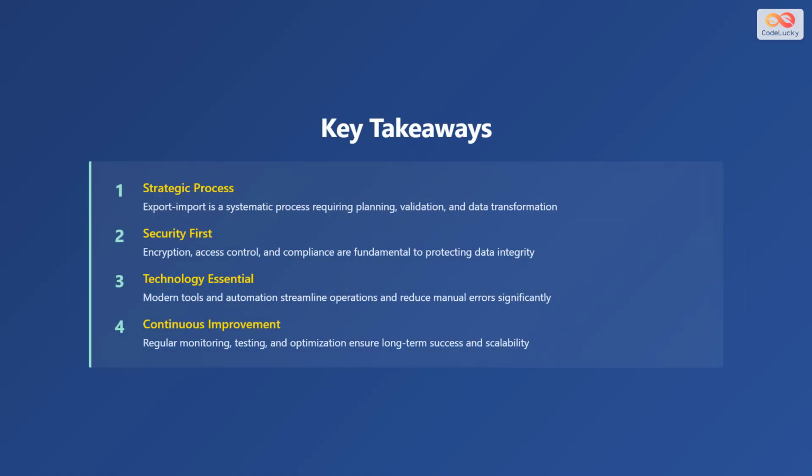Here are four essential points to remember. First, export-import is a strategic process requiring careful planning, validation, and data transformation at each step. Second, security must come first with encryption, access control, and regulatory compliance protecting your data. Third, modern technology and automation are essential for streamlining operations and reducing manual errors. Fourth, continuous improvement through monitoring, testing, and optimization ensures your export-import processes remain effective and scalable as your needs grow.